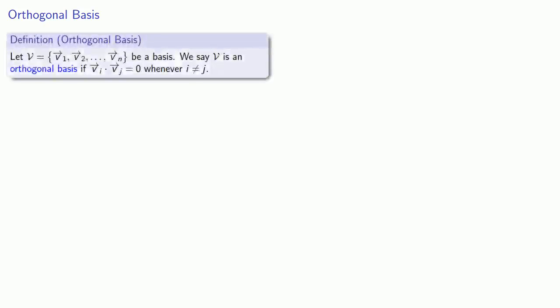And we'll define that as follows. Let V be a set of basis vectors. We'll say that V is an orthogonal basis if Vi dot Vj is 0 whenever i is not equal to j. If it also turns out that the norm of Vi is equal to 1 for all of our vectors, then we also say that V is an orthonormal basis.